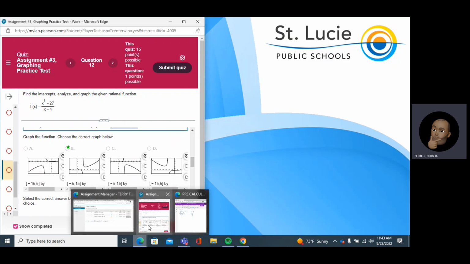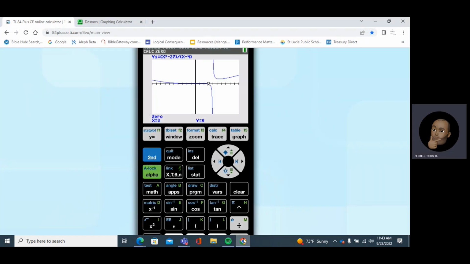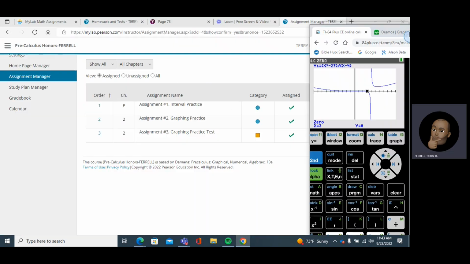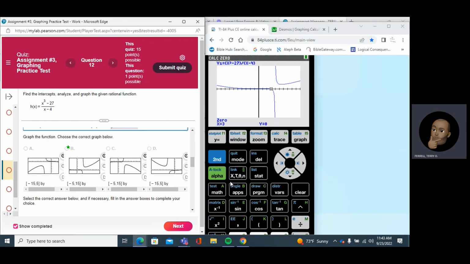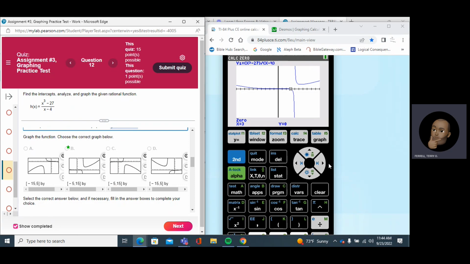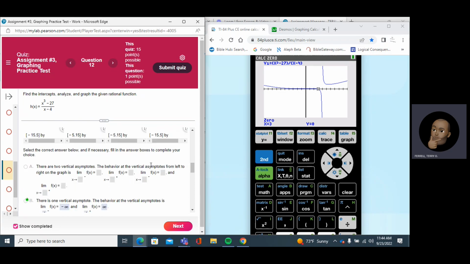Let me pull up that graph, see if I can find it. I think I had that in Chrome. There's our graph, just so you can have it there and you can see it. But again, sometimes if your graph doesn't match, that's simply because you need to either do zoom fit or zoom standard to get it back to normal. And no, I can't help you with that in the test. Just want to let you know right now.